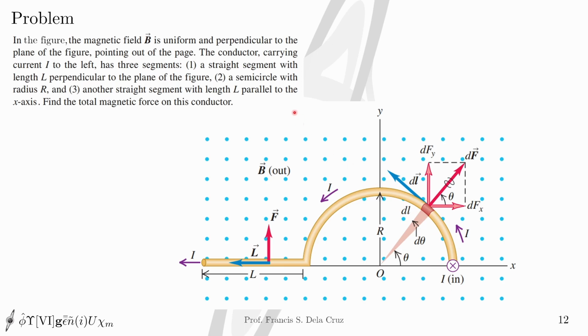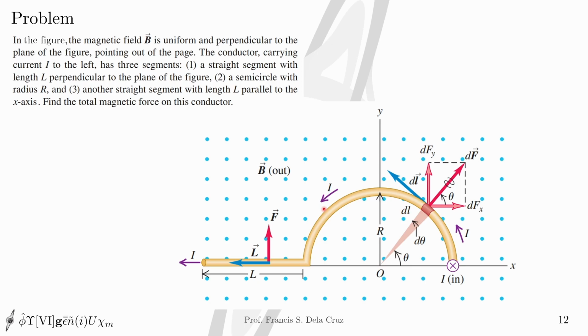Two, a semicircle with radius R. And three, another straight segment with length L parallel to the x-axis, which is this one. This is the first part. Technically, you can extend that wire out of this page, but the current is into the page. That's why you have this in. Then the current flows to the semicircle segment, and then to the straight segment that is parallel to this plane. Find the total magnetic force on this conductor.